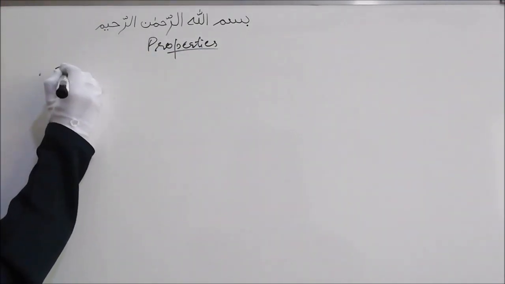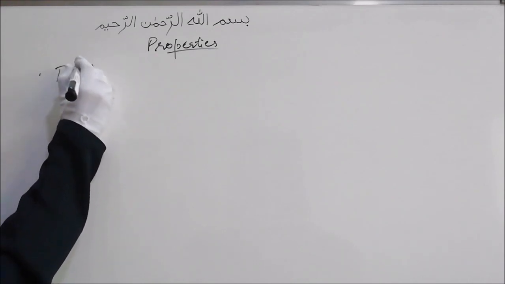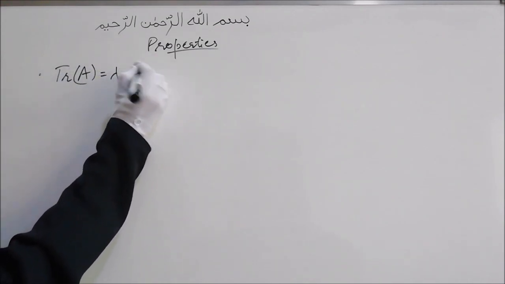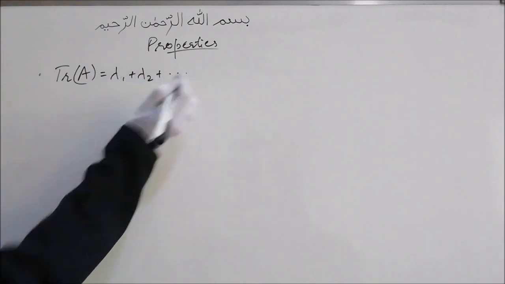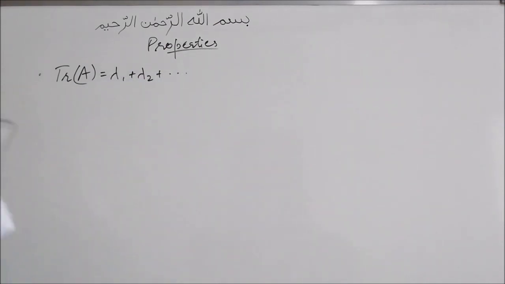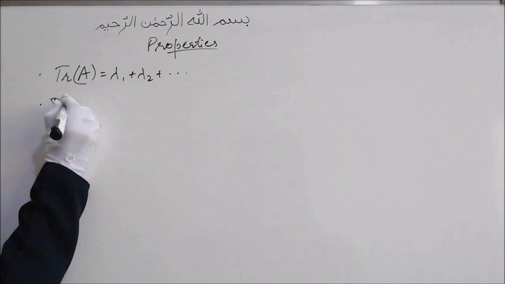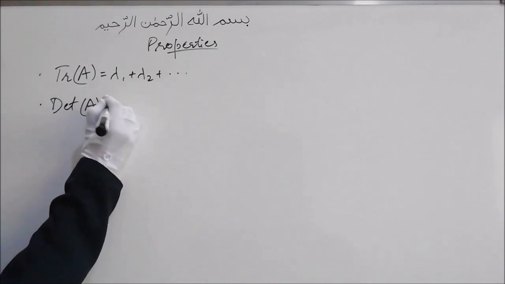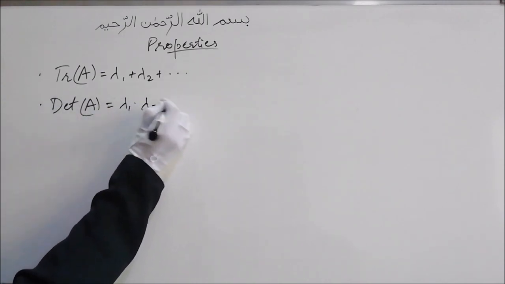The trace of A is nothing but the sum of the eigenvalues. Okay, and trace of A, as we saw in the previous videos, is also the sum of the principal diagonal elements for a square matrix. And the determinant of A is the product of the eigenvalues.